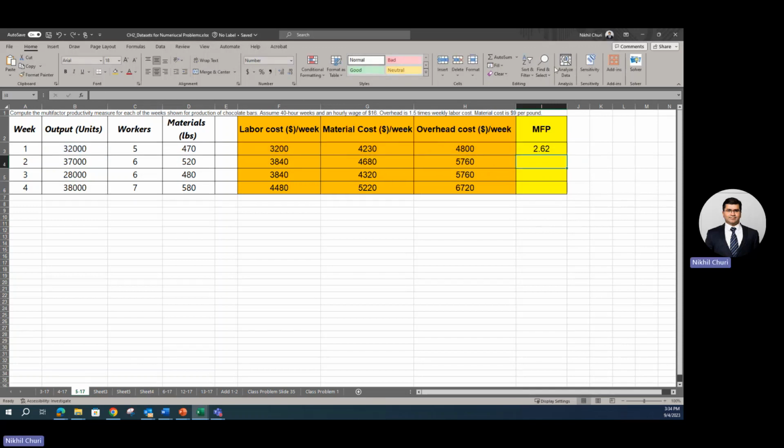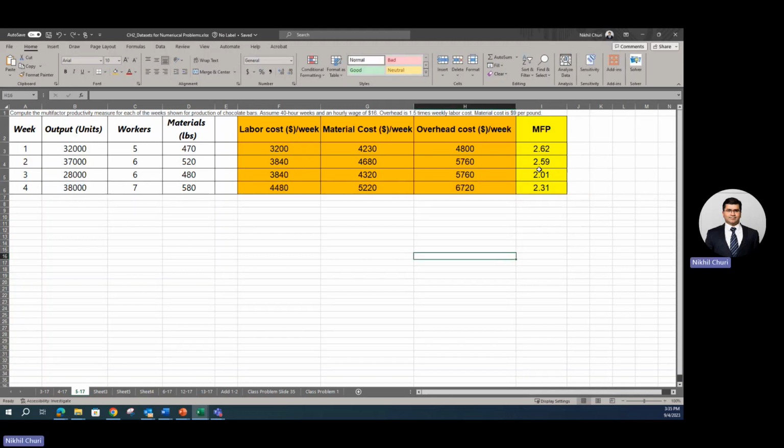So my multi-factor productivity for week 1 is 2.62. And I'll drag this formula all the way down. I'll just double check. Yeah, this is B4, which is this. Here was sum of F4 to H4. Yeah, correct. Same. My formula is B5 upon sum of these, which looks correct. Third one, B6 upon sum of all these 3 inputs.